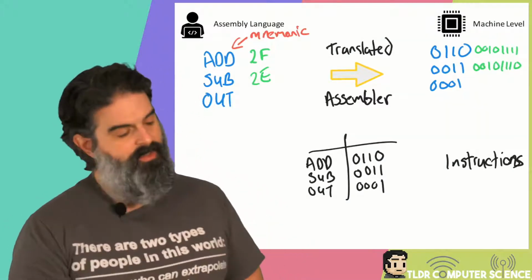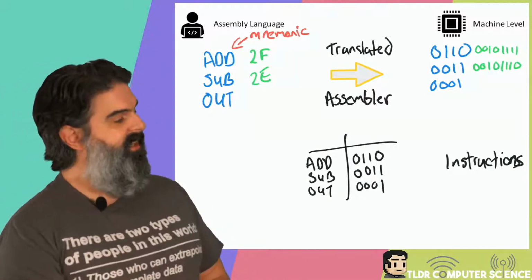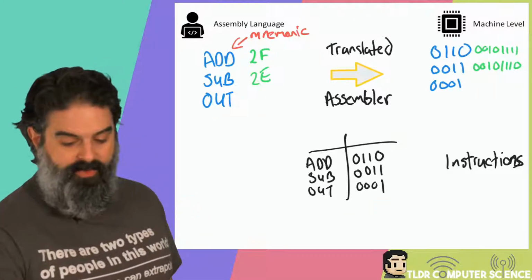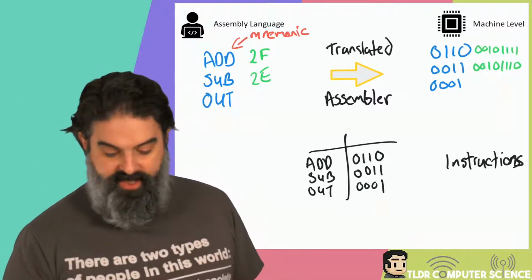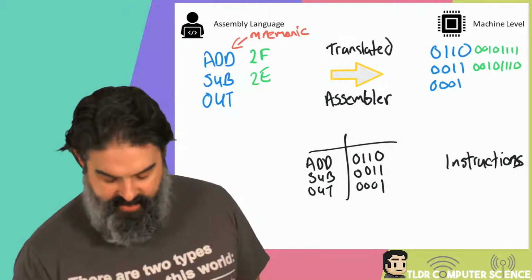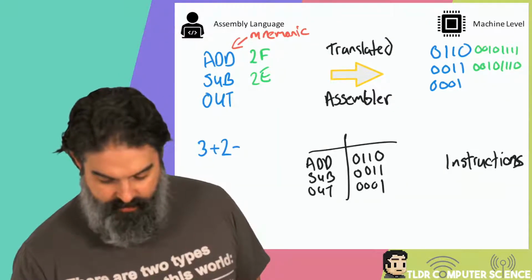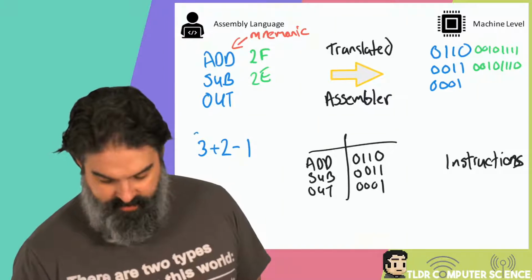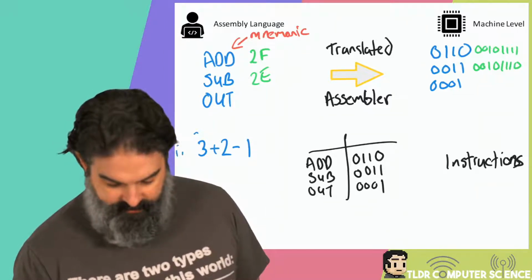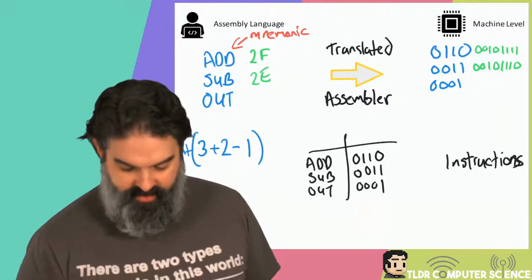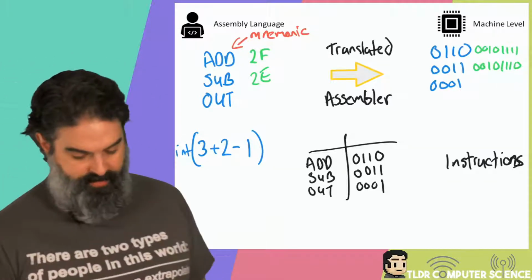Good. Do you think it's easier? Let's just say what that could be. Do you think it would be easier in a high-level language to say something like 3 plus 2 minus 1 and then print? Do you think that would be easier?